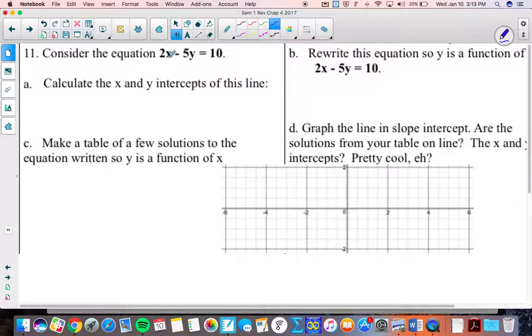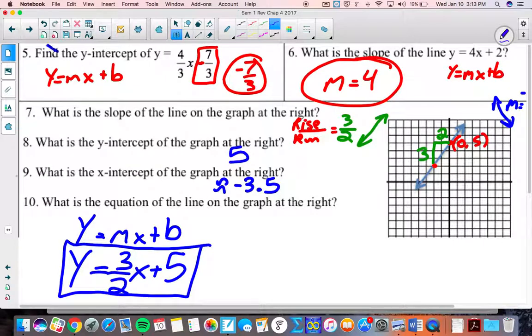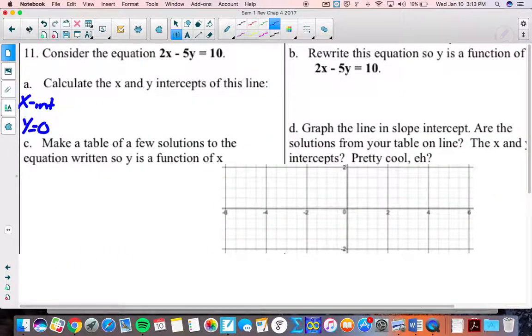Consider the equation 2x minus 5y equals 10. Calculate the x and the y-intercept. To get the x-intercept, we want y to equal 0. If we go back to that picture where the line crosses the x-axis, the height or the y value is 0. So now we do that calculation. We do 2x minus 5 times 0 equals 10. Or rather, we do that substitution. We substitute in 0 for y, and then we solve this.